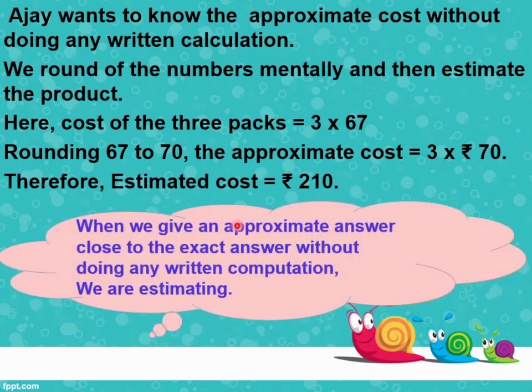When we give an approximate answer close to the exact answer without doing any written computation, meaning calculation, we are estimating. So this is known as estimating. When we are calculating mentally without doing any written work, we can make it a round figure, nearest to tens, hundreds or thousands. Okay children, did you understand what estimating a product is?